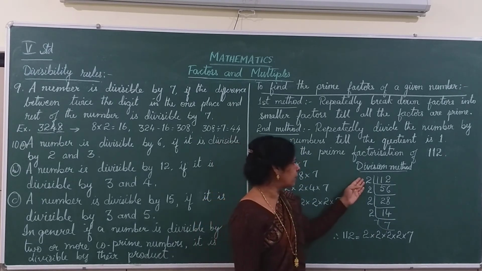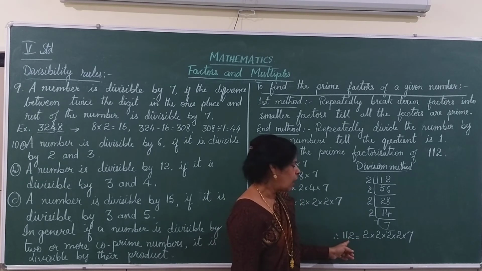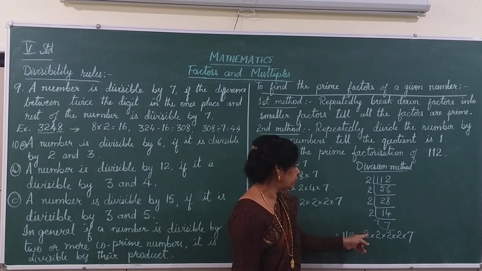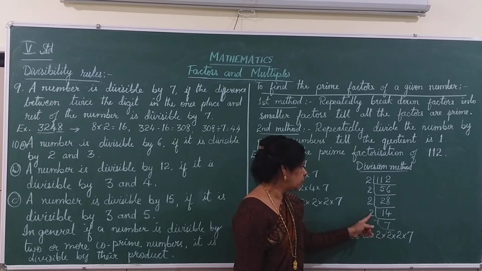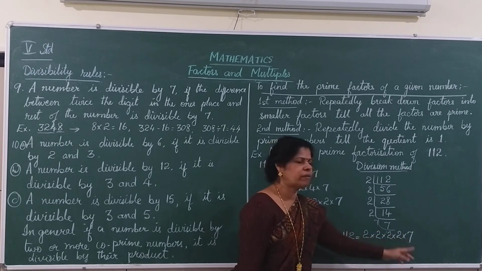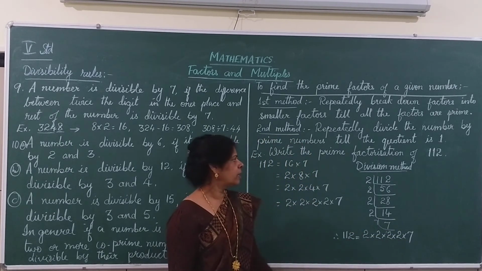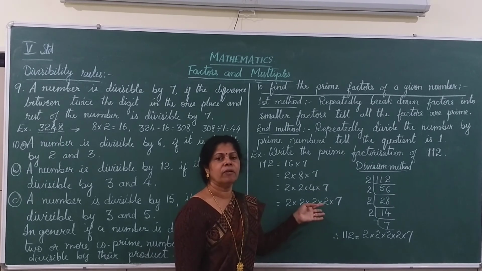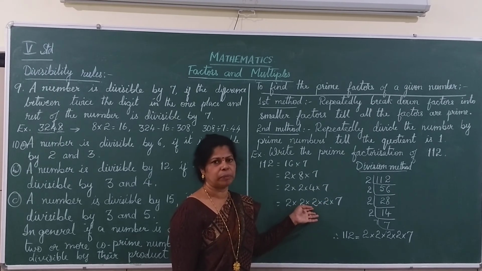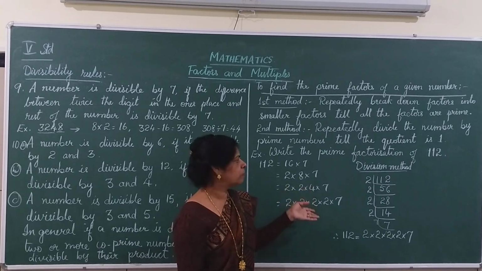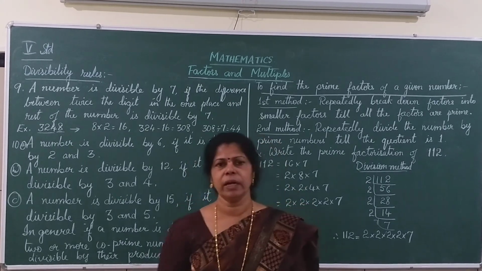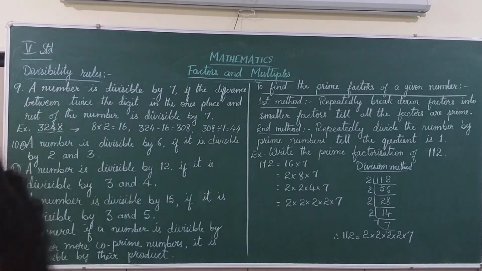Understood? So what happened here? 112 is equal to 2 into 2 into 2 into 2 into 7. So this is the division method. Like this, you have to find the factors and multiples. Understood? So multiples and factors are very important. In the next class, we will continue the exercise. Let me stop it here now. Thank you.